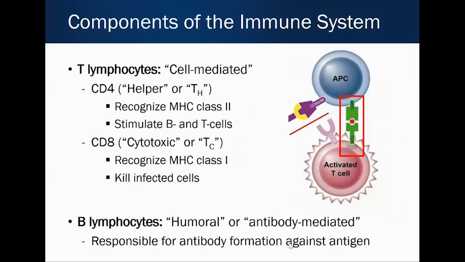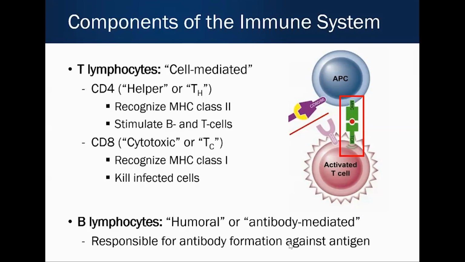So when we look at our T lymphocytes, so the cellular mediated rejection, there are two different types that we look at: the CD4 or T helper cells. These recognize our MHC class 2, so our class 2 HLAs, and help to stimulate B and T cells. And then we also have our cytotoxic or CD8 T cells, and these recognize MHC class 1 and help to kill infected cells. And then we already briefly spoke about the B lymphocytes that really drive humoral or antibody-mediated rejection.